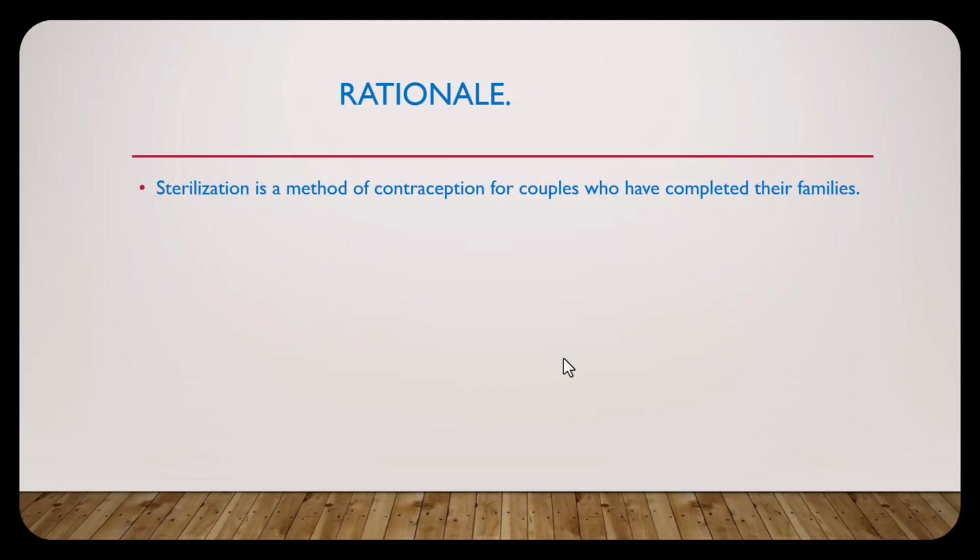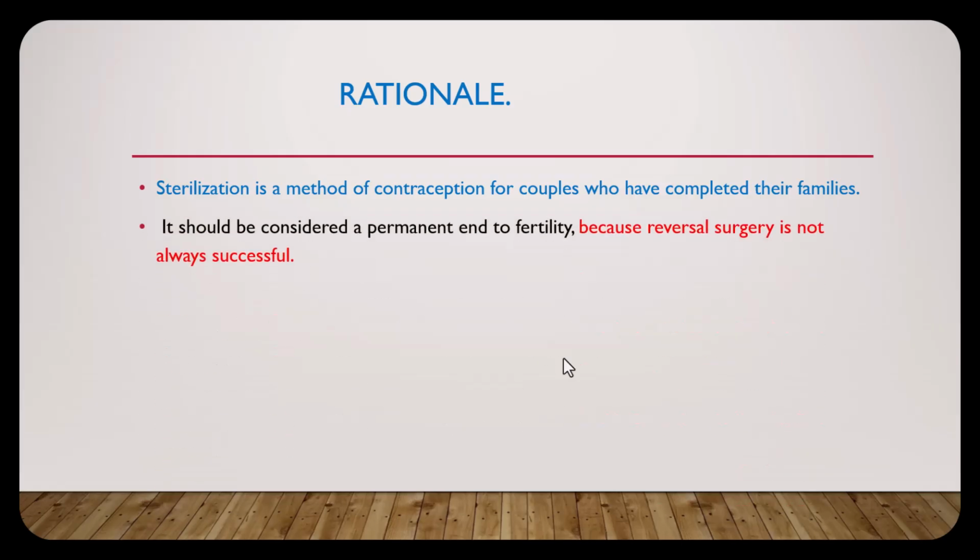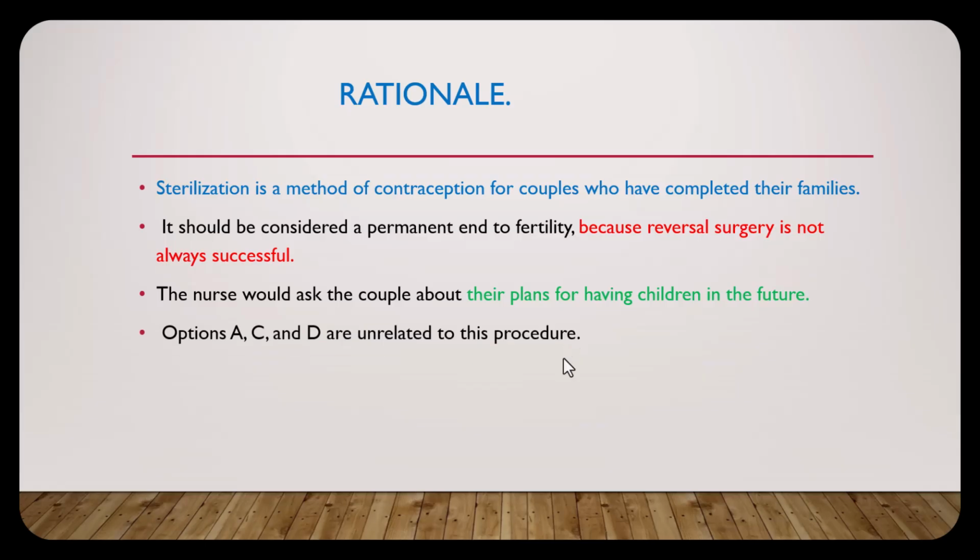Sterilization is a method of contraception for couples who have completed their families. It should be considered a permanent end to fertility because reversal surgery is not always successful. So that is why the nurse will ask the couple about their plans for having children in the future. Finally, options A, C, and D are unrelated to this procedure.